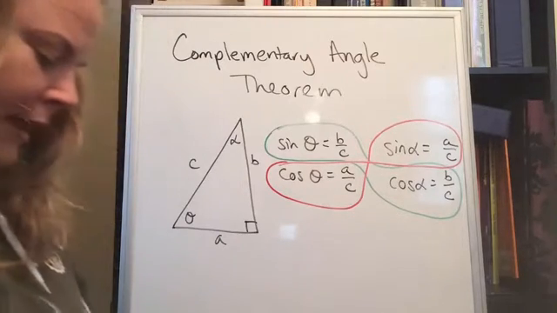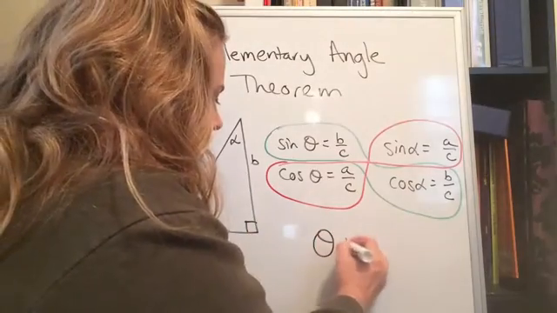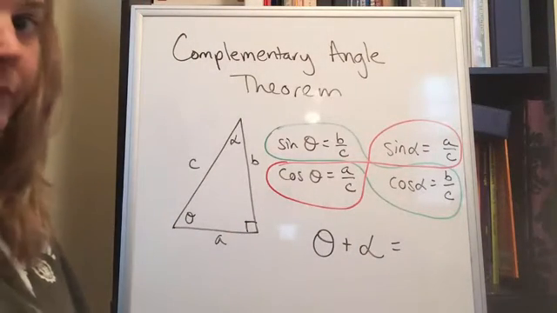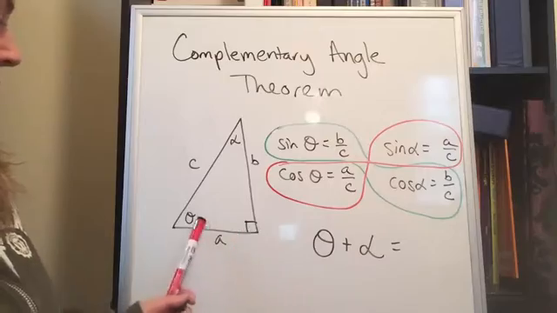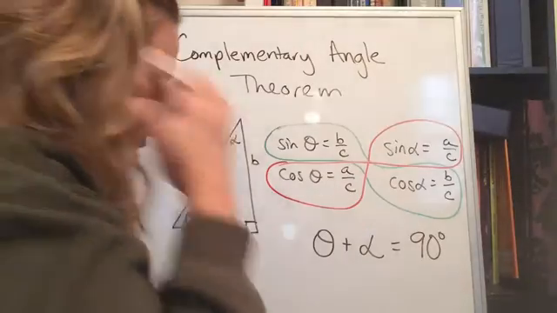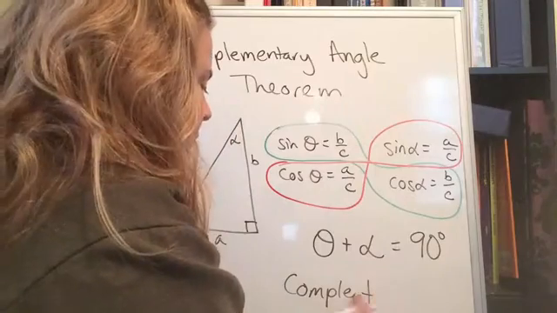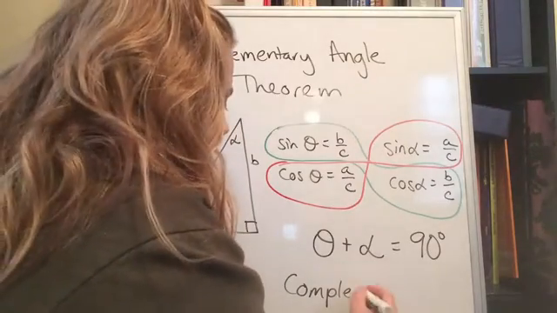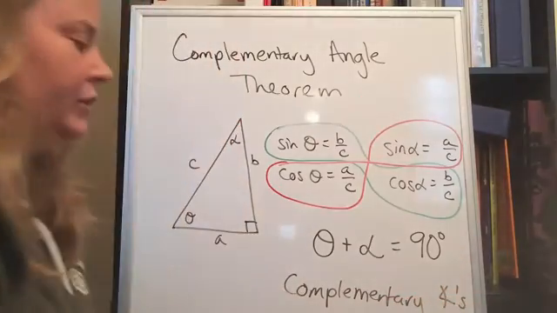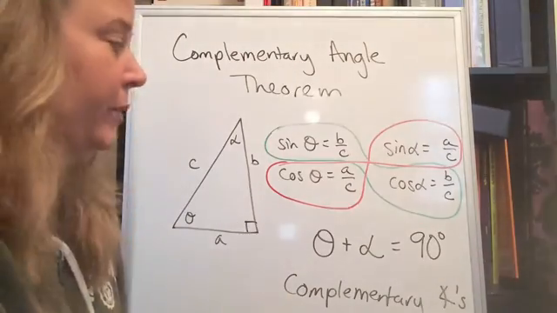But before we do that, can you tell me what theta plus alpha is equal to? Well, since this is a right triangle, the other two angles must add up to 90 degrees. These two angles are complementary angles. Didn't spell it right. Complementary angles. They are complements of each other. Two angles that add up to 90 degrees are complementary. I'm not sure if you are familiar with that terminology.